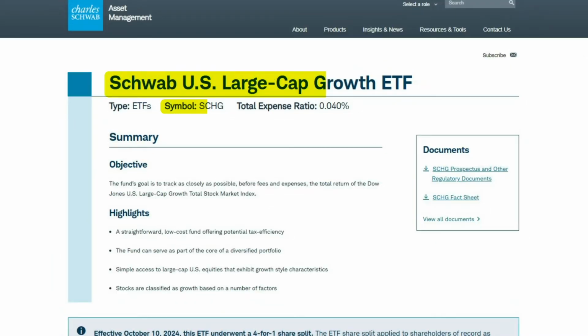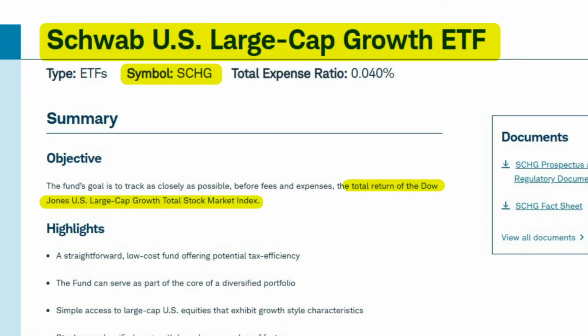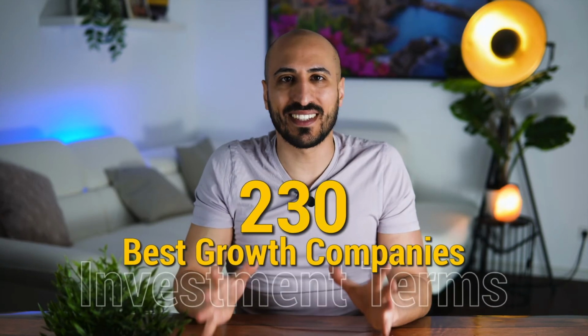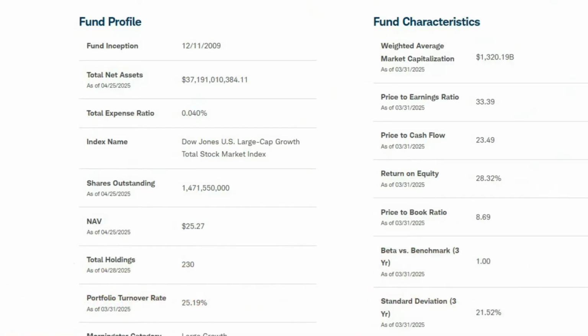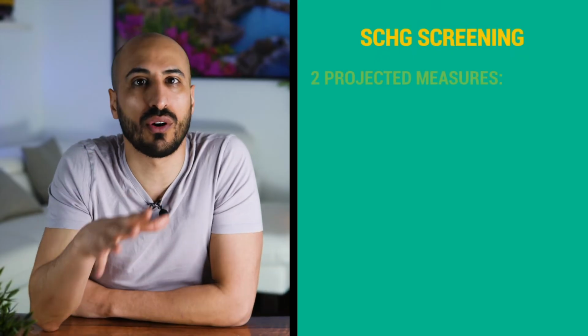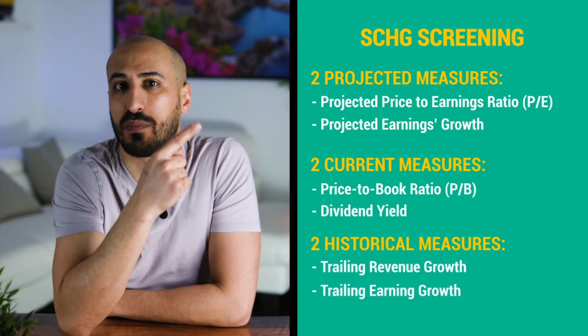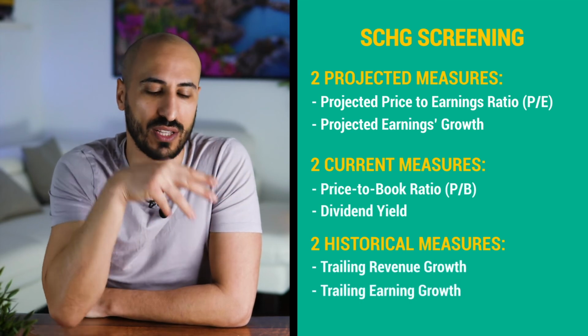The last ETF is SCHG, which tracks the return of the Dow Jones US Large Cap Growth Total Stock Market Index. Inside, you'll find the 230 best and biggest growth companies within the parent index, the Dow Jones Total Stock Market Index. To classify a stock as growth, they use the 6 measures that you see here. 2 are projected, namely expected for the future, 2 are current, and 2 are historical.